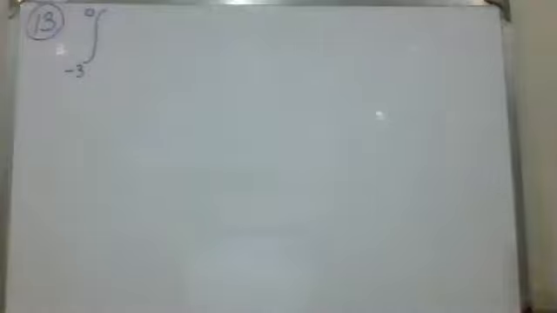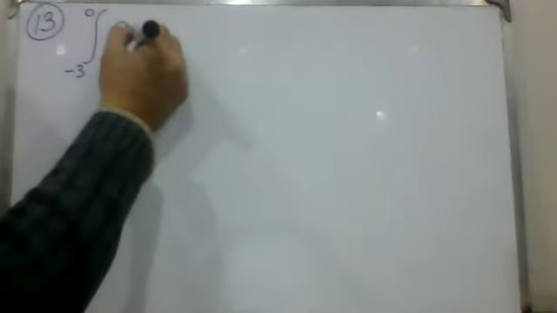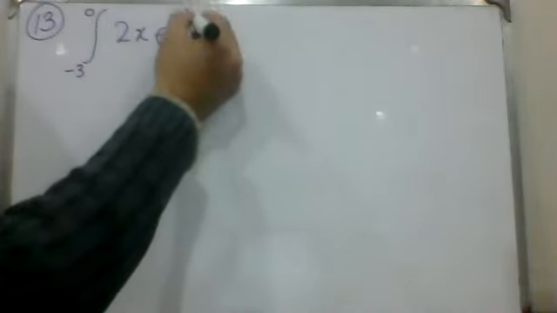After 11, 12 is same. Here, the question number 13. Question number 13 is the integral from minus 3 to 0 of 2x e power x square dx.